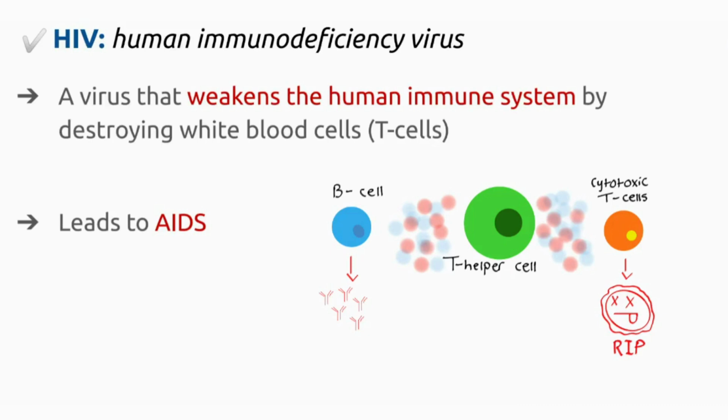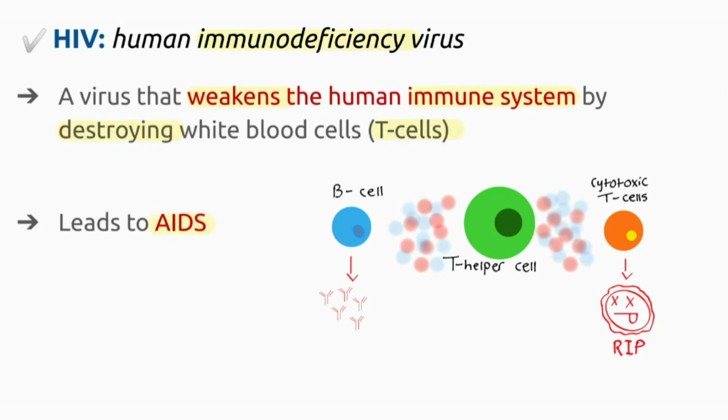HIV is an abbreviation for human immunodeficiency virus. This virus weakens the human immune system by destroying the white blood cells, specifically the T helper cells. The lack of control of HIV can lead to AIDS.